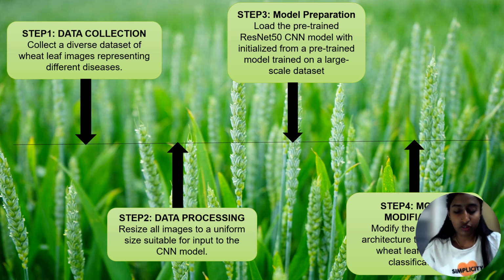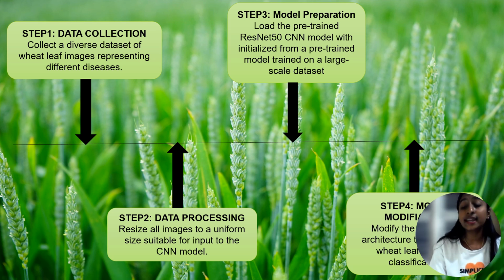Next is model modification. Here we'll modify the ResNet50 architecture to adapt it for wheat leaf disease classification. Adjusting the number of layers and filter sizes is necessary. As I told, there is a difference between the plain ResNet50 CNN model and the modified ResNet50 CNN model. In the modified one there will be extra additional layers which can extract the specific features. So in model modification we will do this.